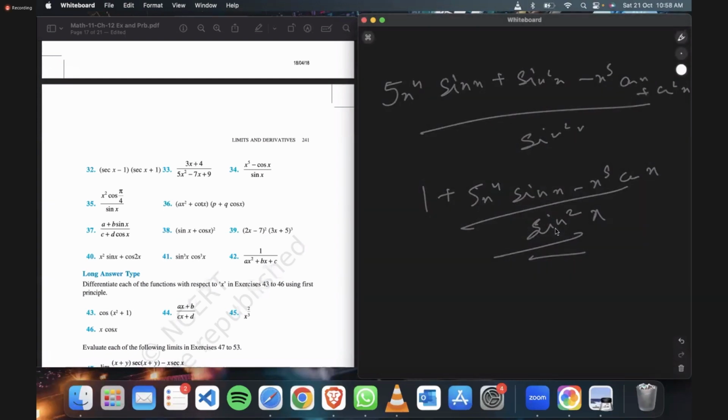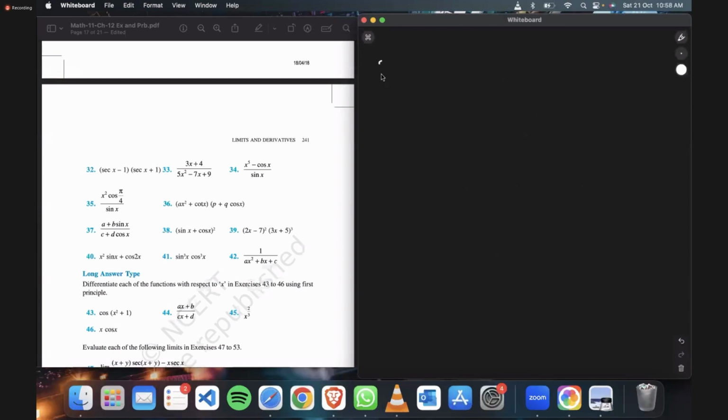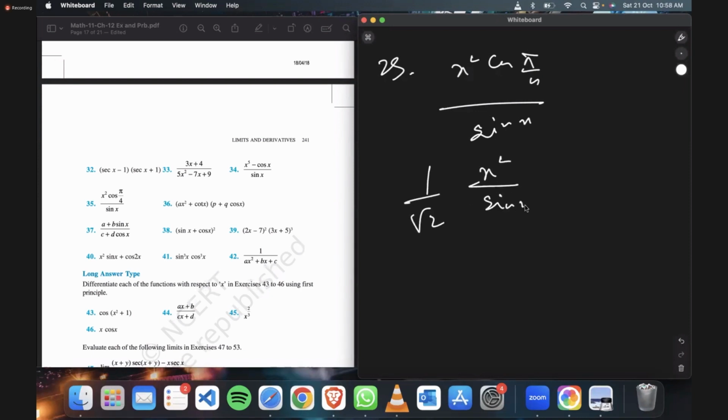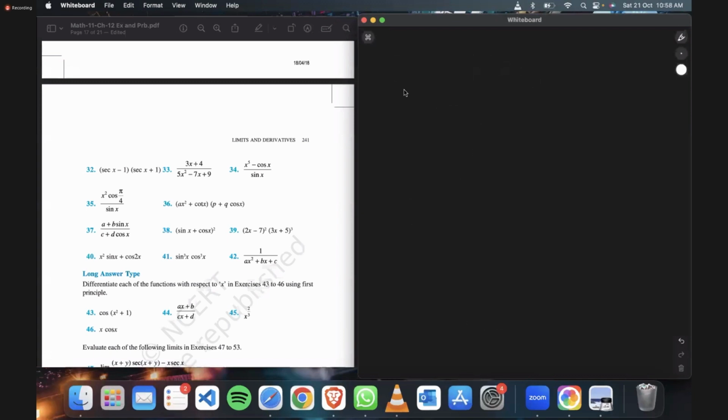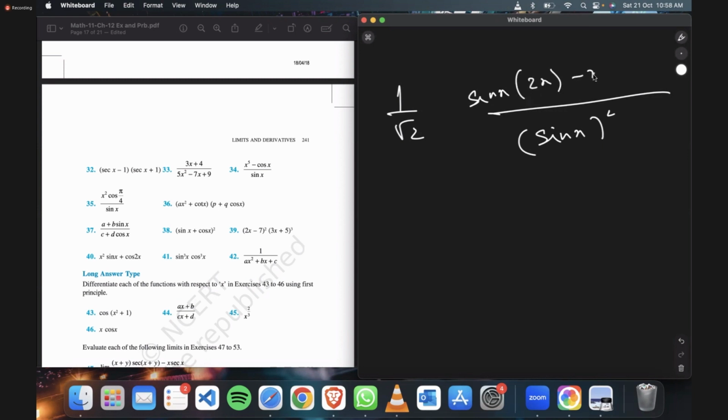Let's see what we can do next. Next up, we have question number 35, which is x square cos pi by 4 divided by sin x. All right. Cos pi by 4 is a constant, 1 by root 2. I'll take it out. x square upon sin x. All right. Now we just have to solve this part. So I'm going to do this on the next page. On the root 2. And in the denominator, I'm going to have sin x the whole square. In the numerator, I'm going to have sin x times 2x minus x square.